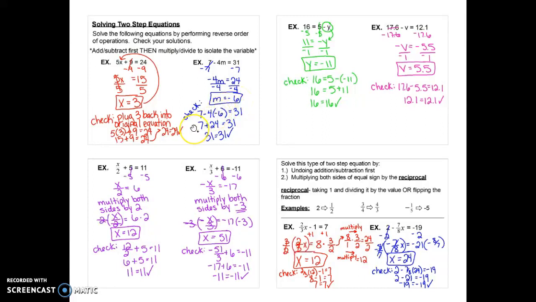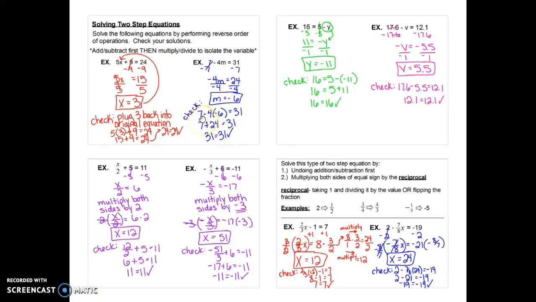Now again, you need to check your answer. All that you need to do for that is take your answer that you got, your value for m, and actually plug it back in. So we're going to evaluate it for the value of -6. So 7 minus 4. Instead of m, I'm using a -6. So again, you wrap that in parentheses. Remember, anytime you're plugging a number back in, you should be wrapping it in parentheses. And then that equals 31.